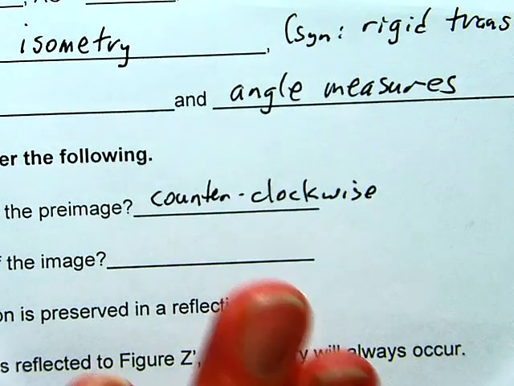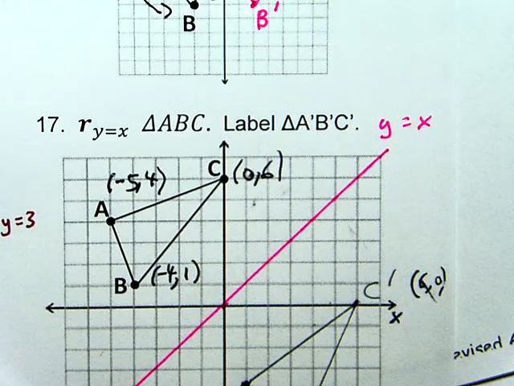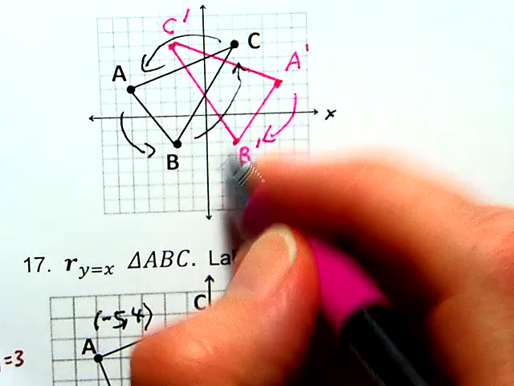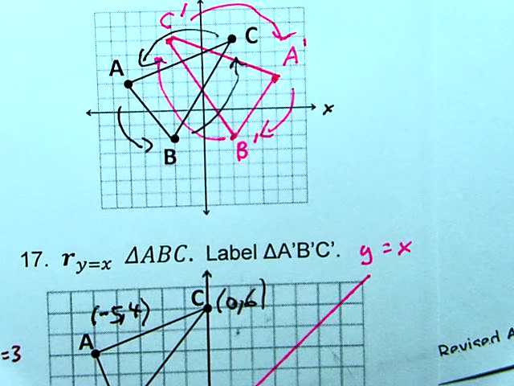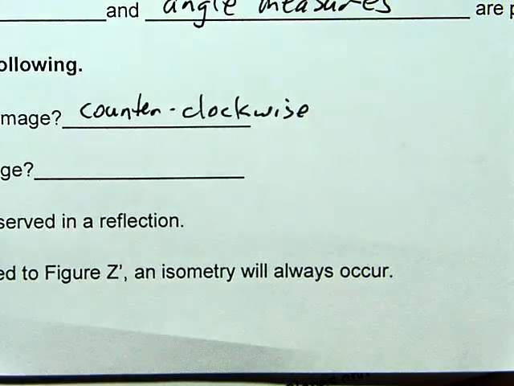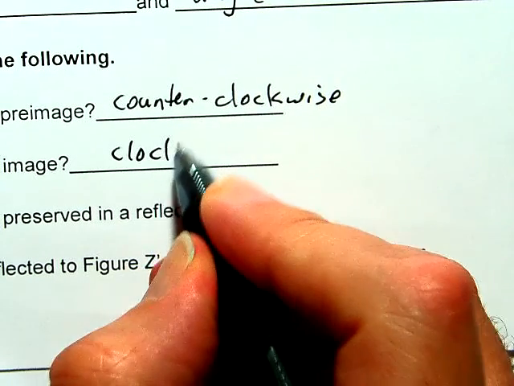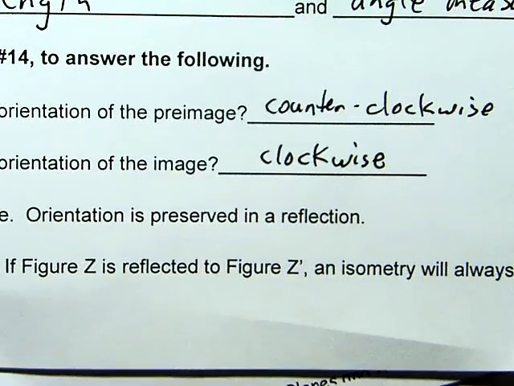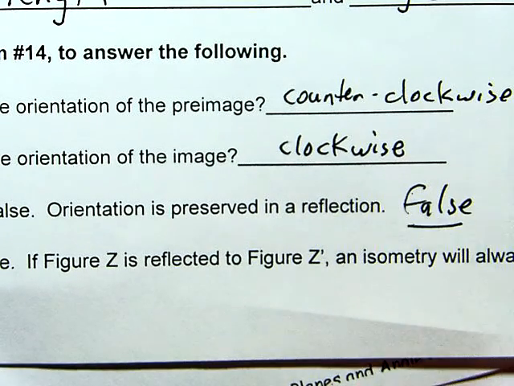The orientation of the image itself, which is A prime, B prime, C prime, from A prime to B prime, from B prime to C prime, from C prime back to A prime, is a clockwise movement. So the orientation of the image is clockwise. True or false? Orientation is preserved in a reflection. False. It's reversed. It's not preserved, it's reversed.